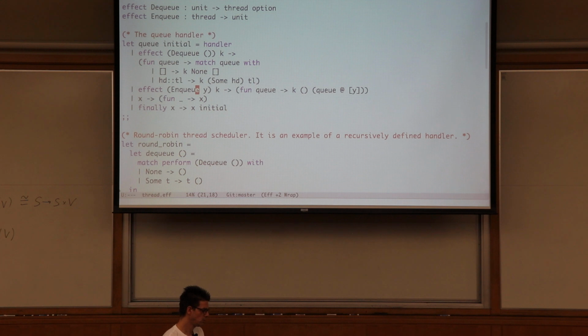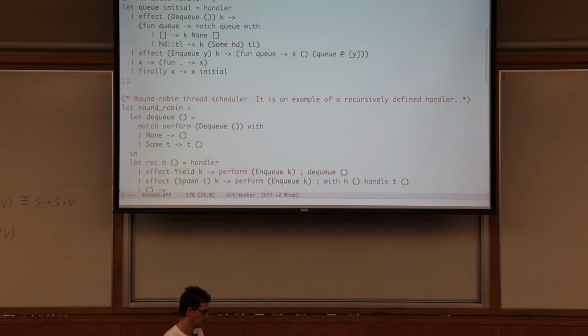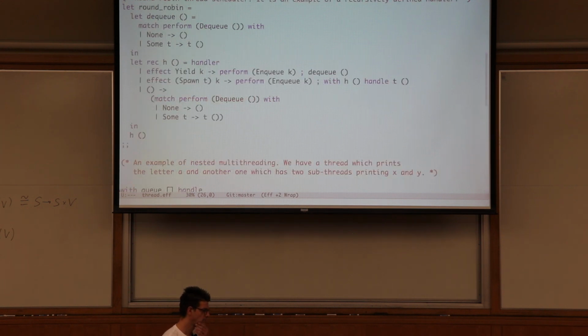How do I enqueue? Well, I enqueue by taking the current queue, I tell the continuation that the result is unit, and then I place the thing that is supposed to be enqueued, which is a thread, at the end of the queue. And this is the same as the state handler. When you're done, you throw away the queue, and finally you have to run it on the initial state. Okay, and now how about the scheduler for the round robin?